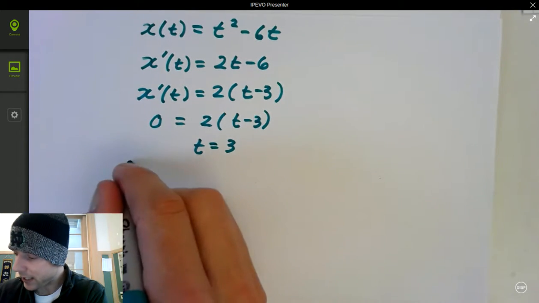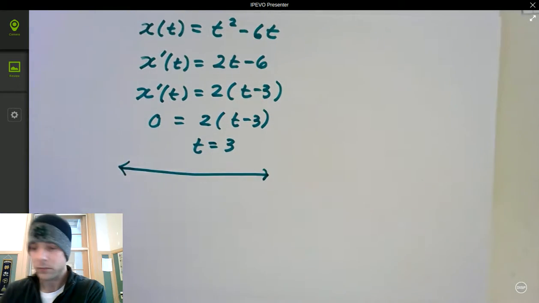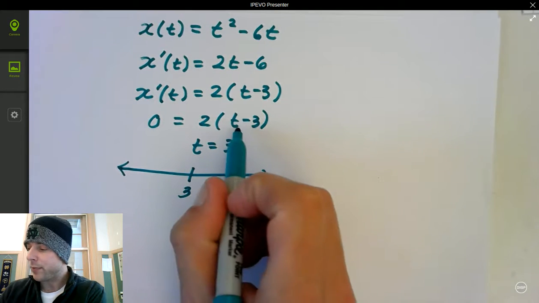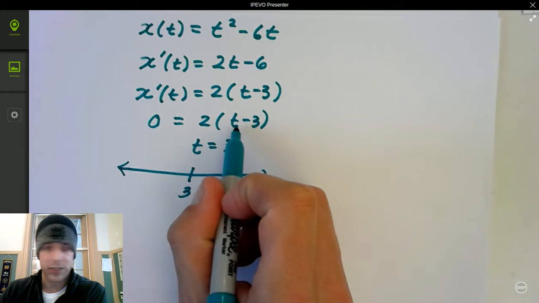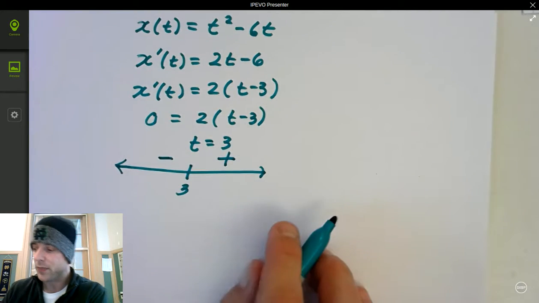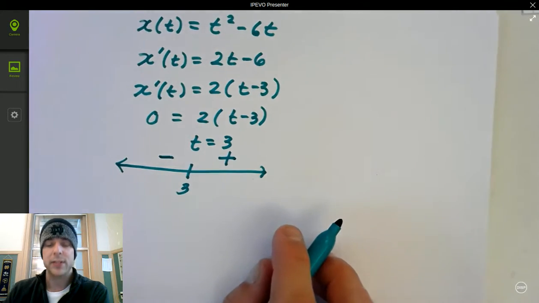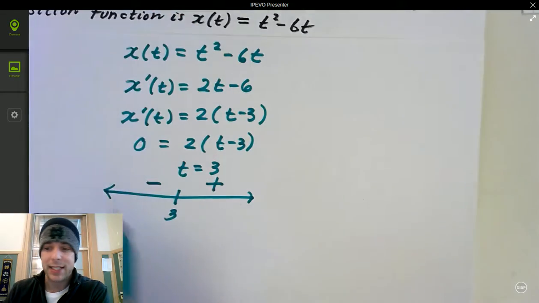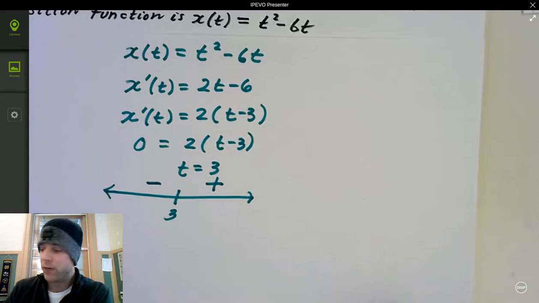If I look at the sign line, okay, I'm going to plug 3 here. And I notice that whenever I plug in a number greater than 3, this is always going to be positive. Anything less than 3, I'm going to have something that's negative. Okay? Now this is really important because now we want to know when the particle's traveling between the 8th and 10th seconds. Now this particle is always moving right.